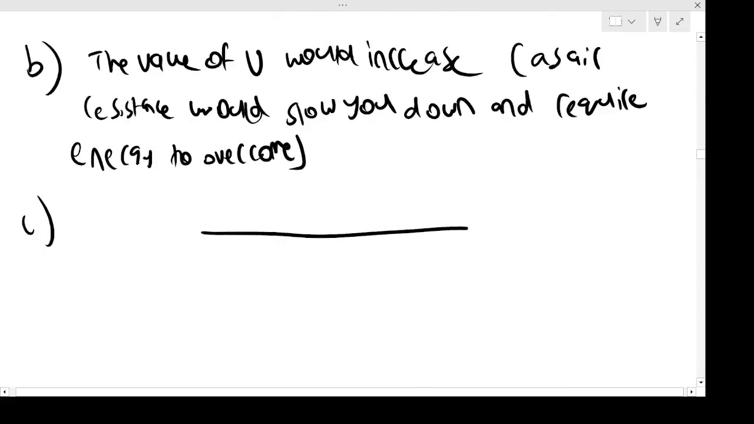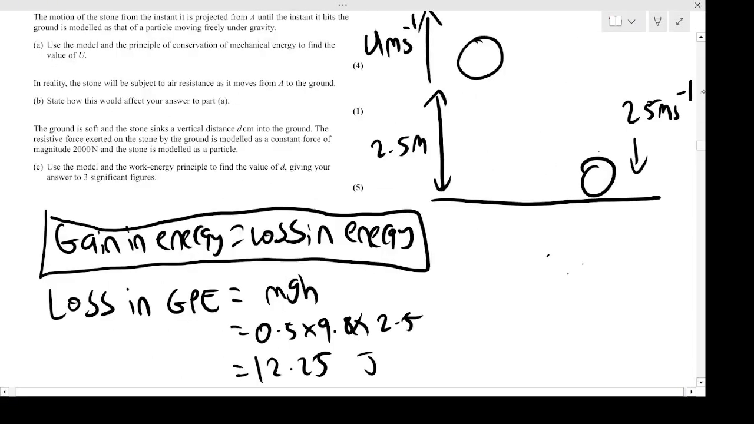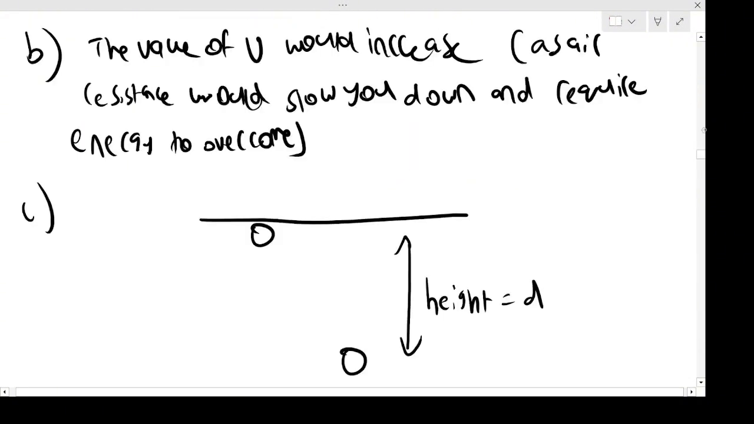So say this is my ground. We start here and then we end. My distance, my height, which is actually called D. I picked up the units. It's in centimeters. That's an issue, because it has to be in meters, but we'll deal with that as it comes. But that's in centimeters for now. Always pay attention to units.